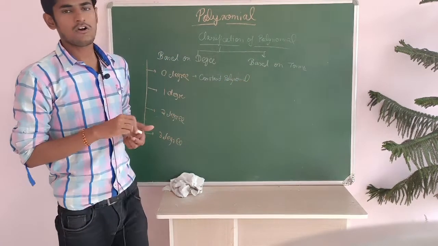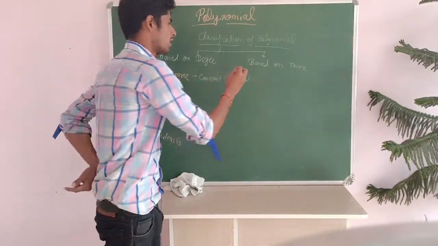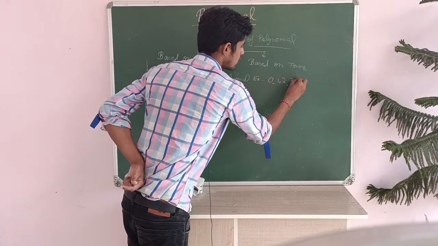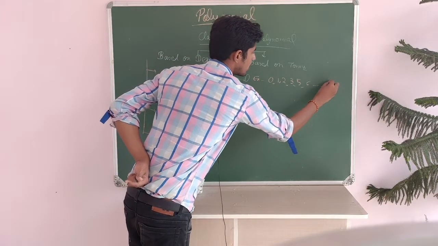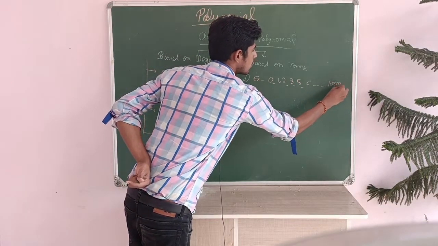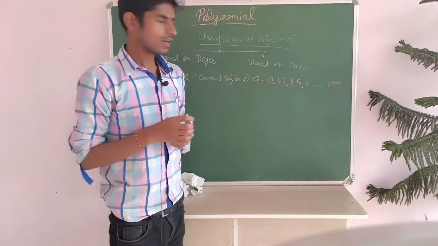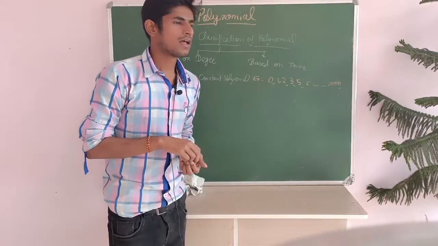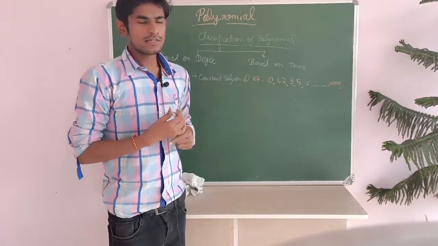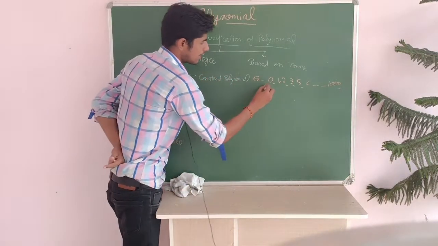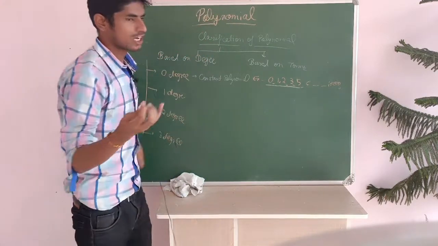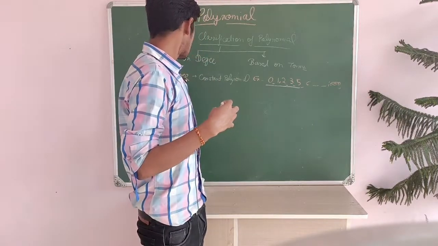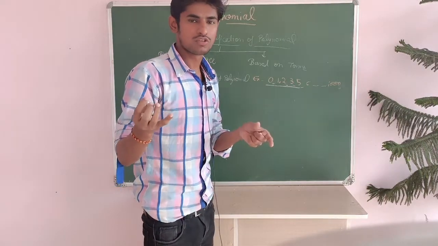The examples of constant polynomial can be 0, 1, 2, 3, 5, 6, 1000, 1 lakh, etc. These are the constant polynomials. You can see here the highest power of variable is 0, which means the degree of the polynomial is 0.